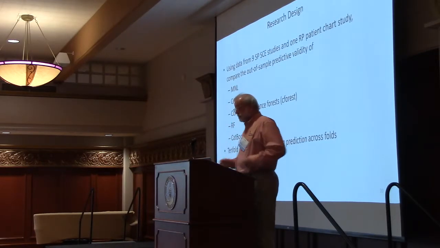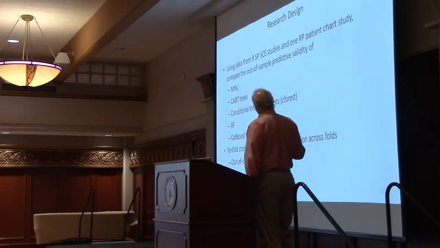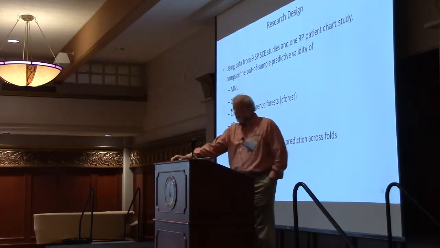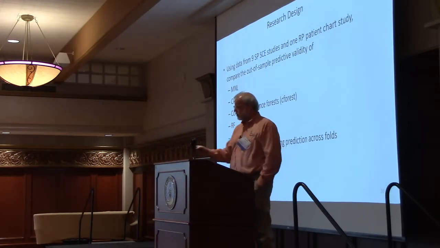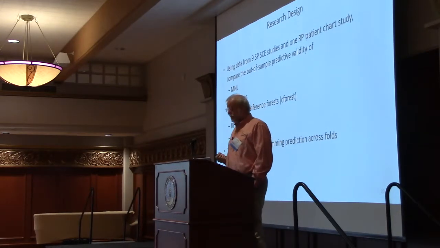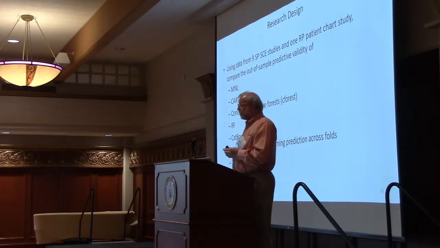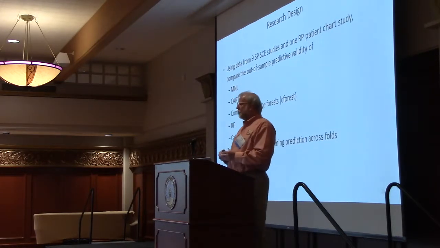So I want to talk a little bit about the data we have. We have 10 data sets. 9 of them are these experimentally designed situational choice experiments. SP stands for stated preference. In the choice modeling literature, that just means we did a survey. And the other one is revealed preference, which means we built our model based on actual behaviors. It's what's called a patient chart study.